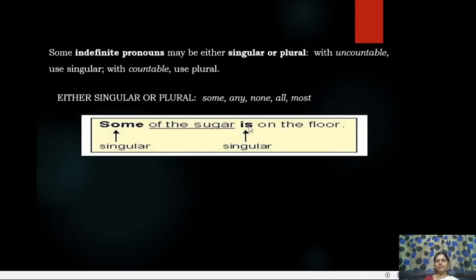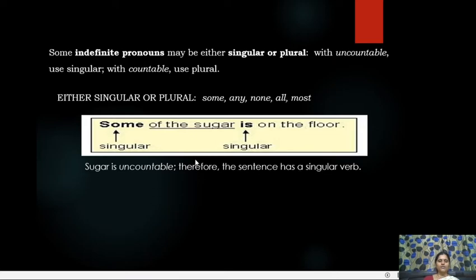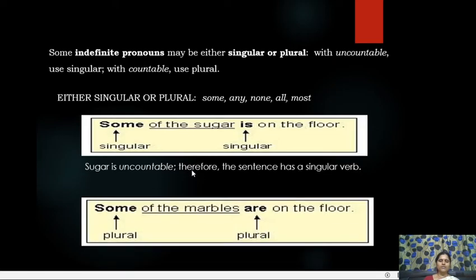Some of the sugar is on the floor. Here, the some is referring to sugar. Sugar is an uncountable noun. And so with uncountable things, we use a singular verb. Some of the sugar is on the floor. So we have used a singular verb here because the some is referring to sugar, which is uncountable. Therefore, the sentence has a singular verb.